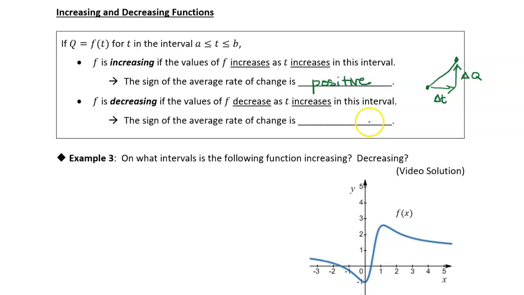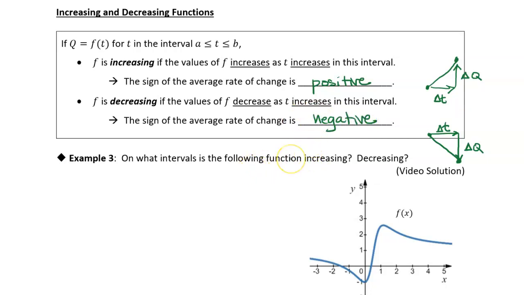So we say that a function is decreasing on an interval if anywhere on that interval the value of the function decreases as t increases. Okay, so if we take an initial point and we go forward in time, then the value of the quantity decreases. So our delta q is negative for a positive change in t, and so if we look at delta q over delta t, which is our average rate of change, it's going to be negative.